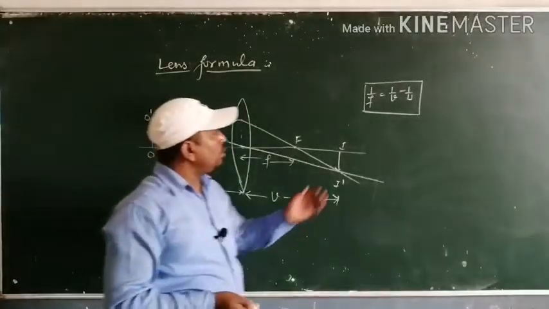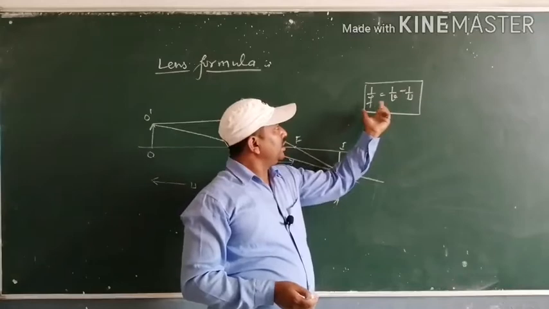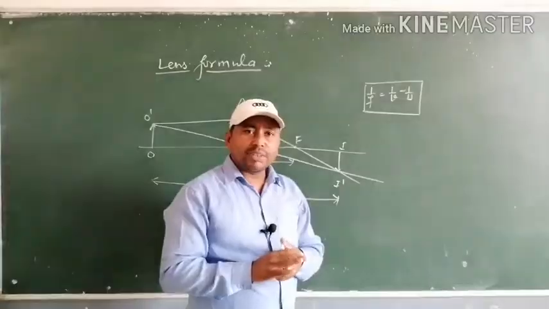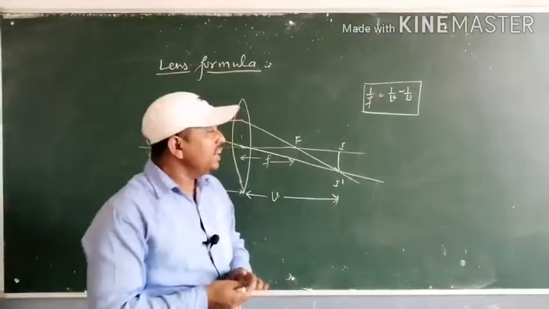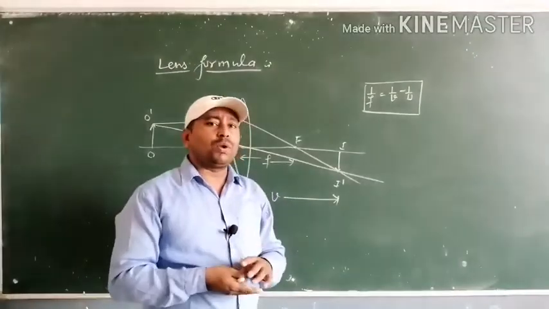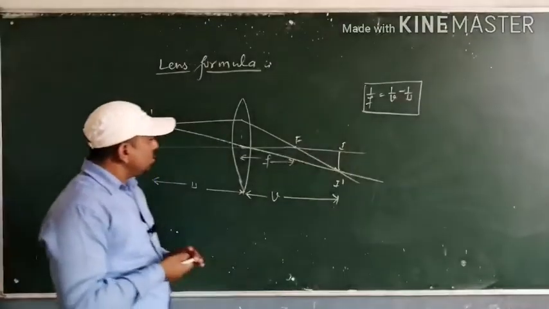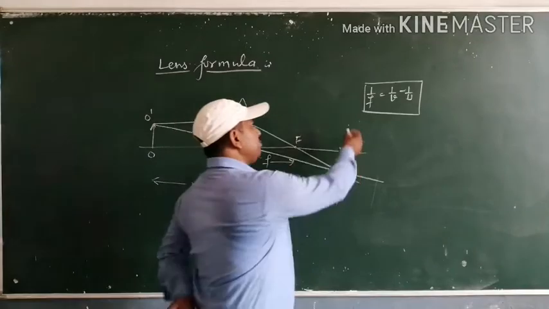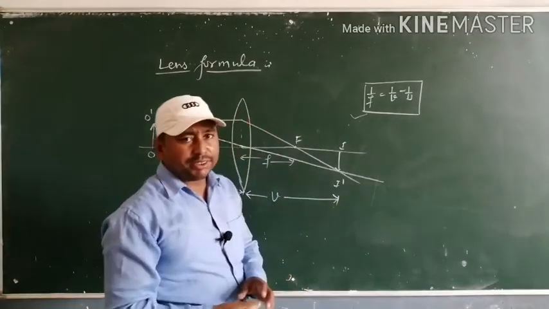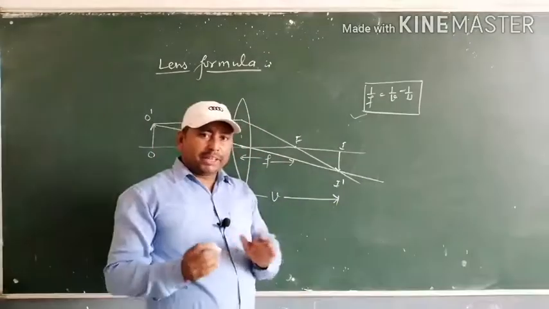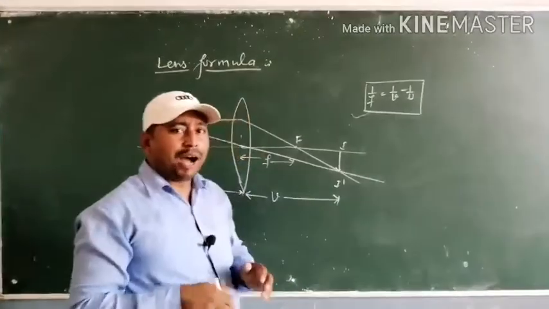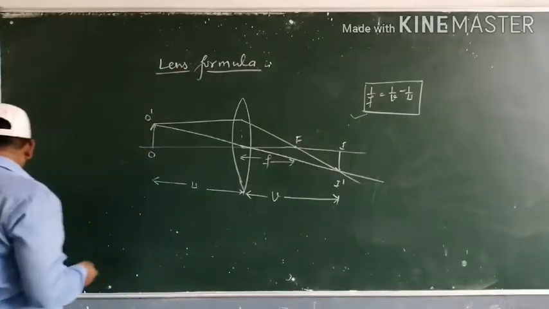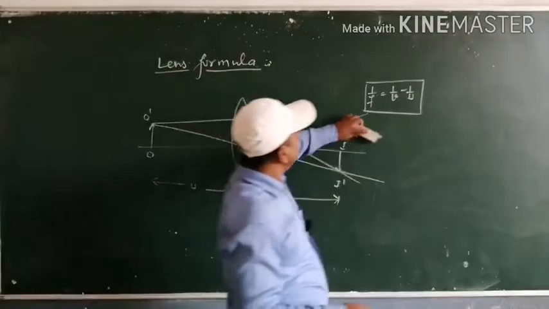So if two of the three are given in any numerical problem or question, then the third one can be easily found. If we want to derive this formula, suppose this is not in your syllabus, but if by curiosity you want to derive how the formula comes, then you can easily derive this. Let us start to derive this formula.